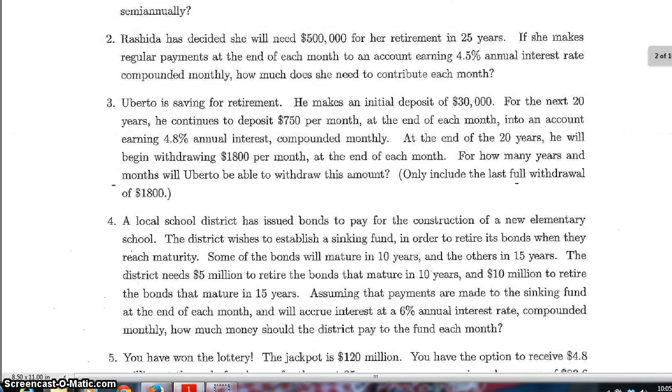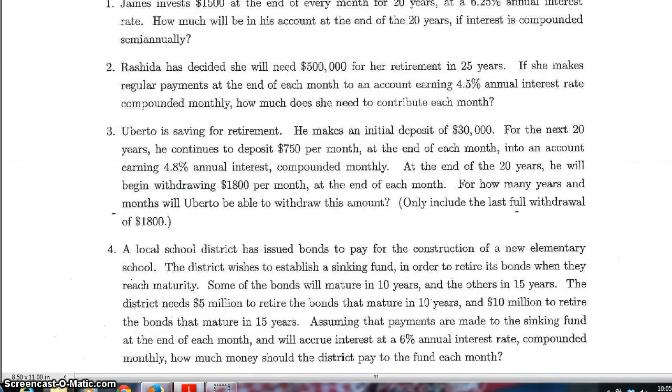Number 2. I can see I'm only going to get through about 3 here. Rashida has decided she'll need $500,000 for retirement in 25 years if she makes regular payments at the end of each month to an account earning 4.5% annual interest rate compounded monthly. How much does she need to contribute each month? Okay, so this is solving for the rent payment in an annuity.